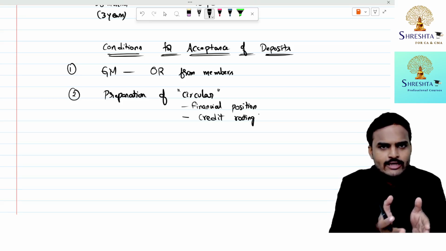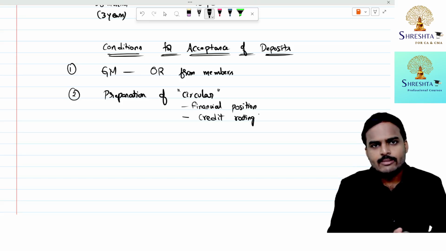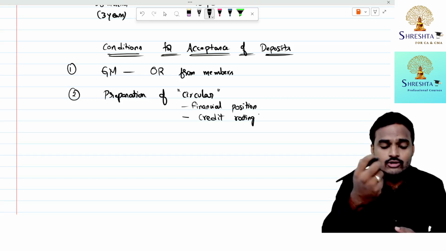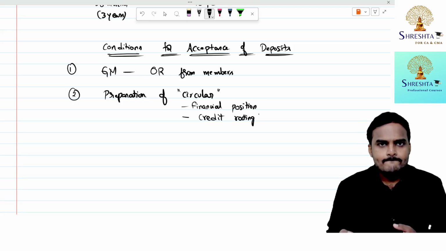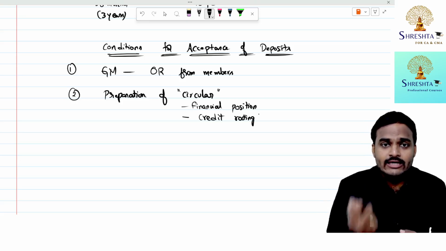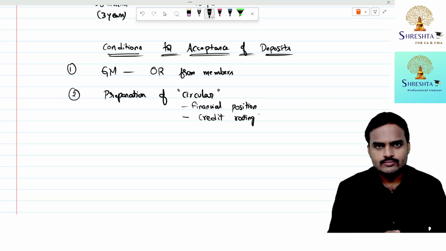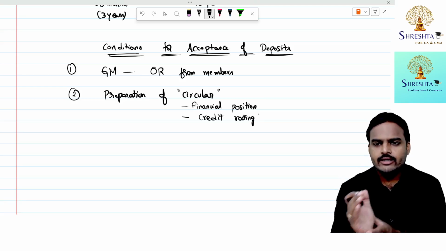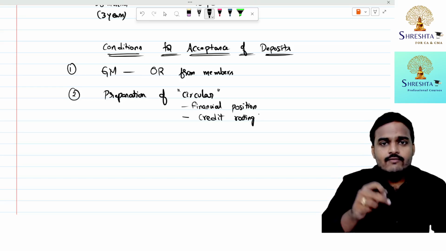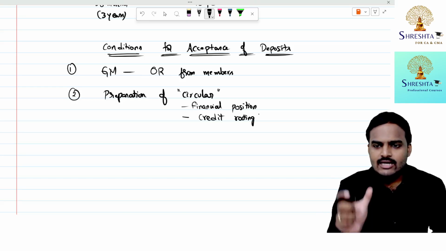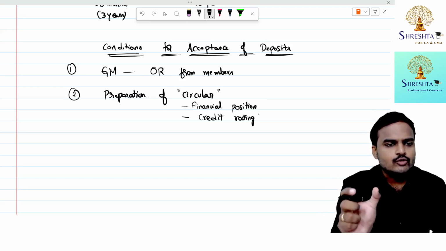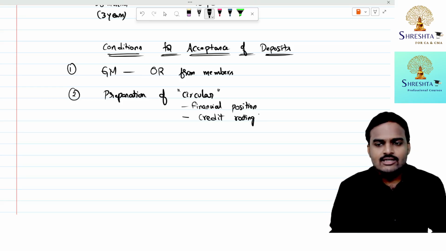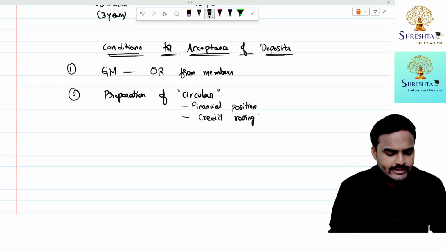Suppose you took a loan and you are not paying installments. Obviously, your CIBIL score will come down, and in future no bank will show interest in giving loans to you. Are you getting my point? So based on the financial position of the company and its repayment track record, some agencies will give credit ratings to companies, and that credit rating you need to present in the circular. The circular shall also contain matters relating to the credit rating.